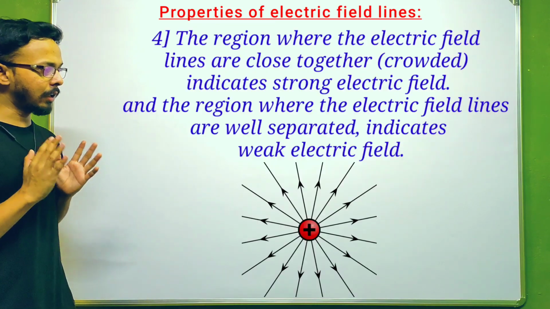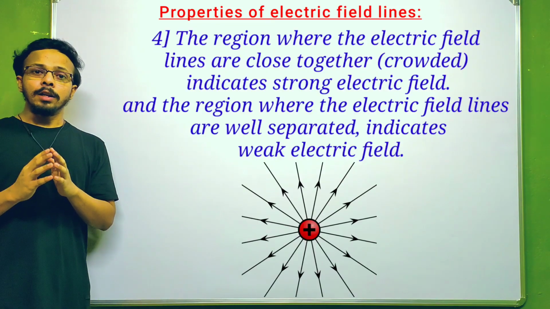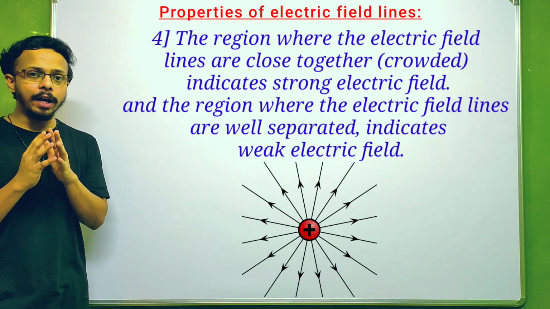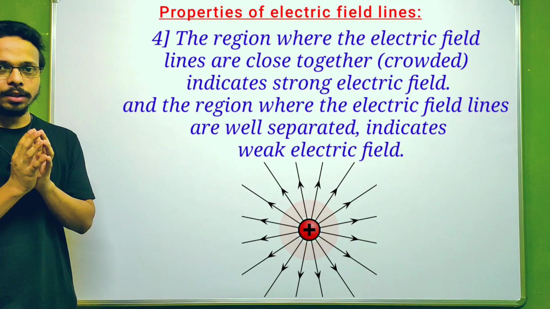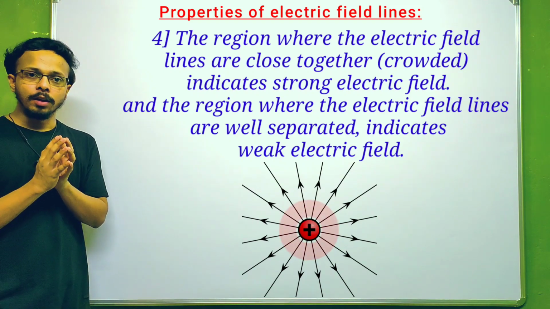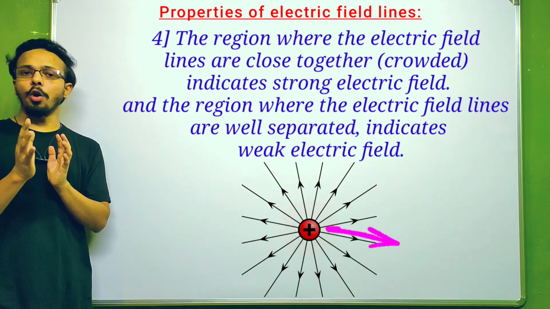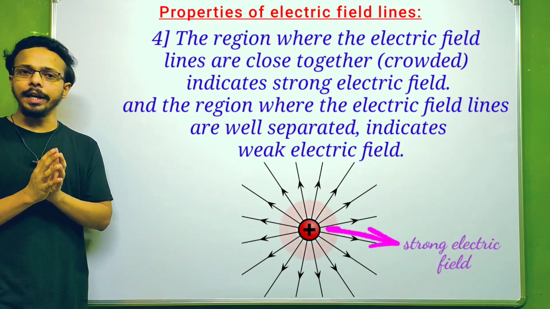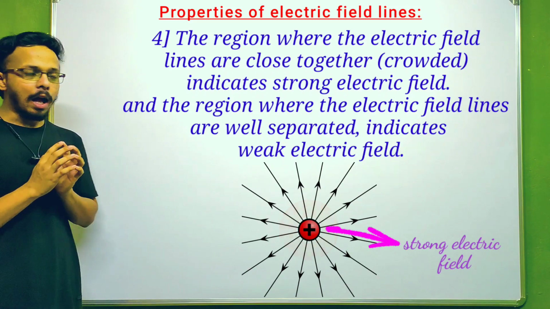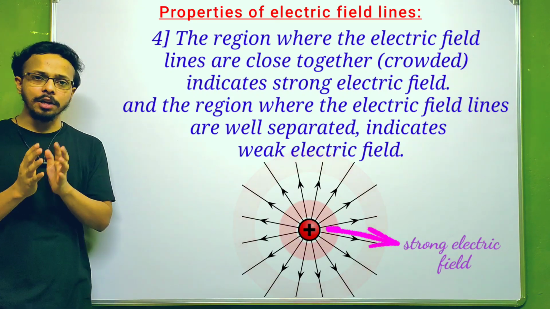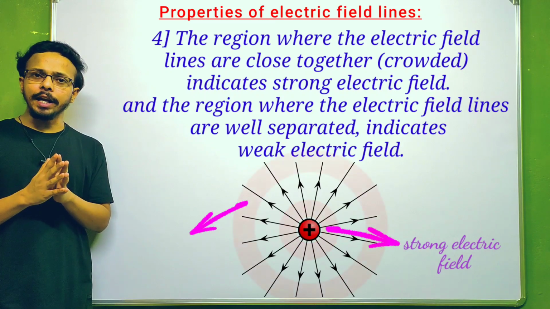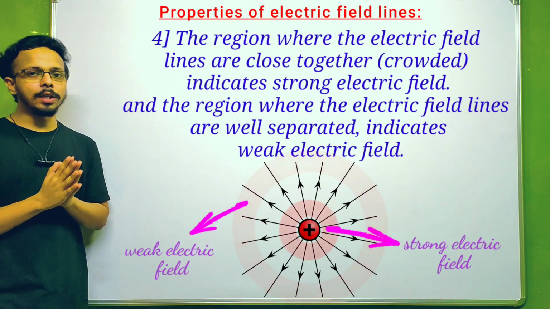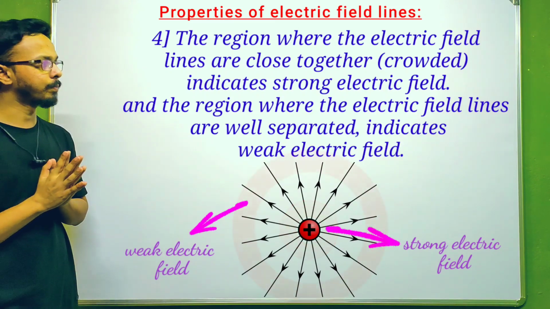Okay, and the next property is that the region where the electric field lines are crowded, meaning they are close, indicates a strong electric field. That crowded region indicates a strong electric field. And the region where the electric field lines are well separated indicates a weak electric field. Okay, so this is one property of the electric field lines.